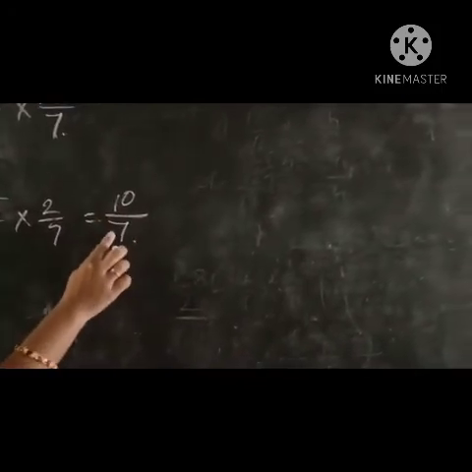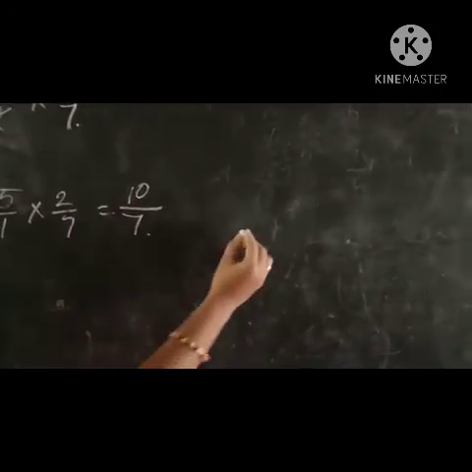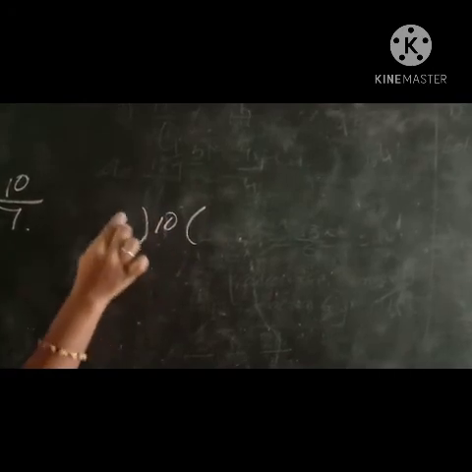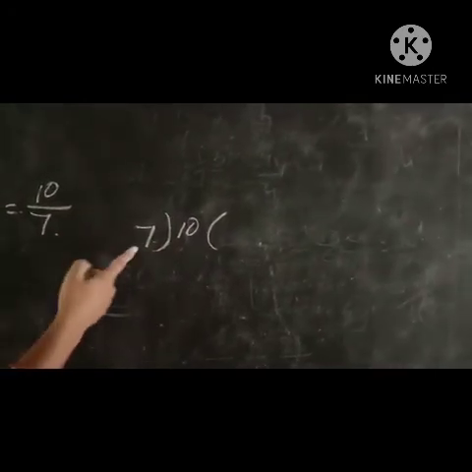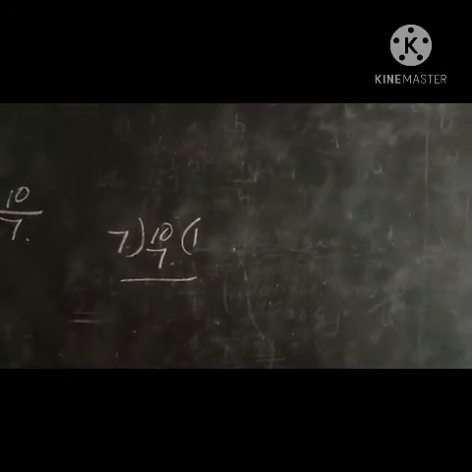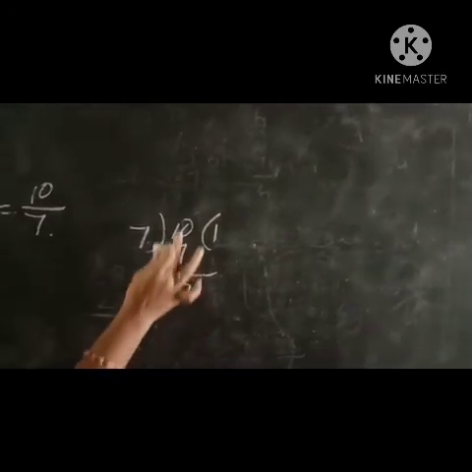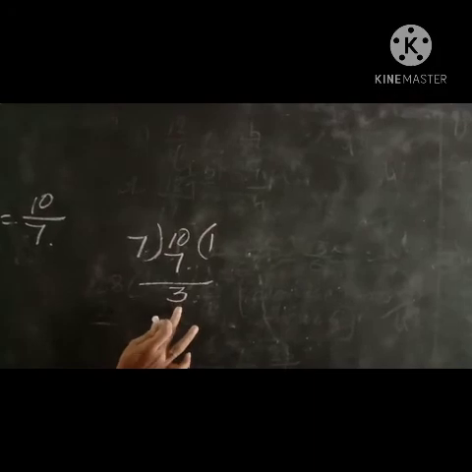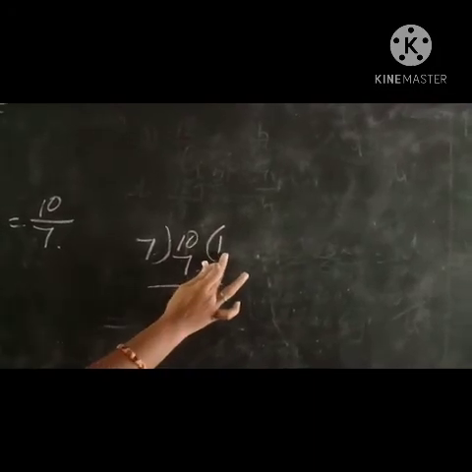See here 10 by 7, now we have to do the division here. 10, to which table? 7 table. 7 1s are 7. 10 minus 7 is equal to how much? 3. 10 minus 7 is equal to 3. 3 is the remainder. So 1 is the quotient, no?